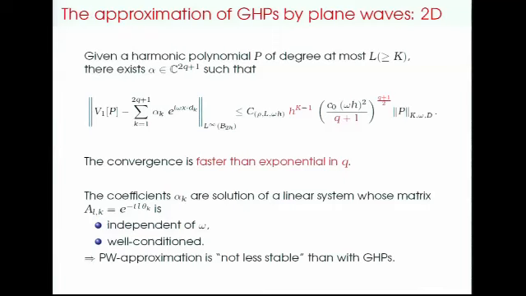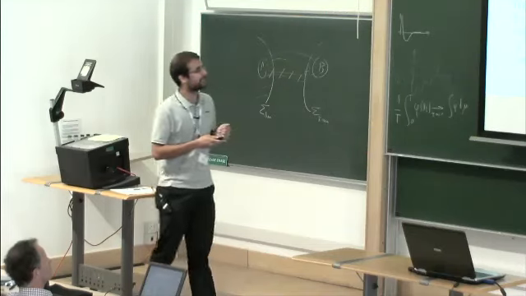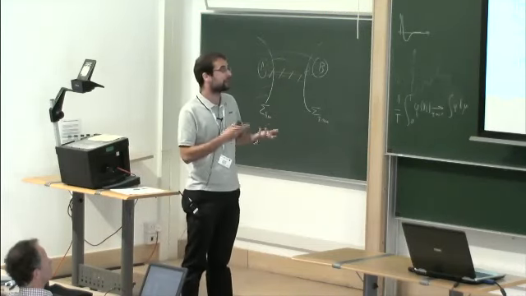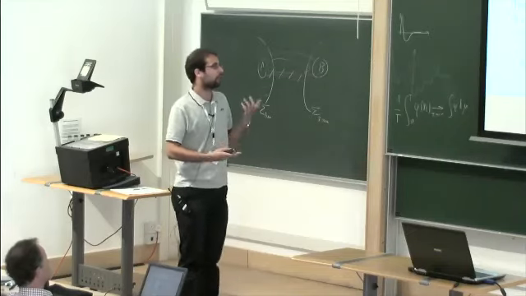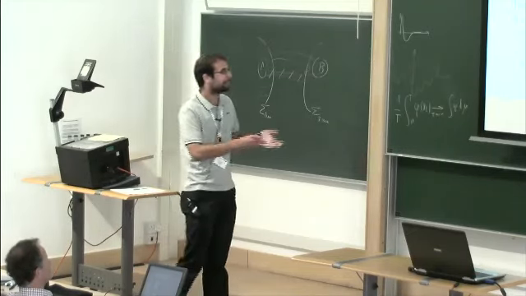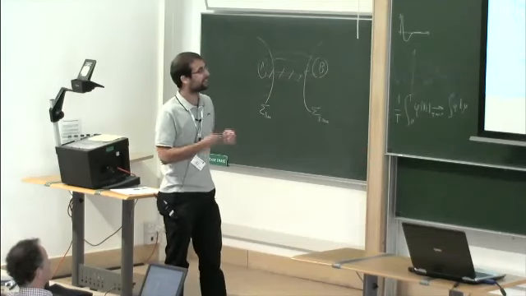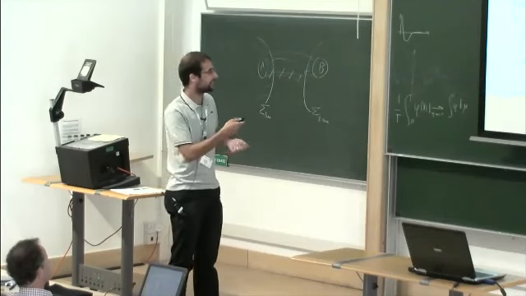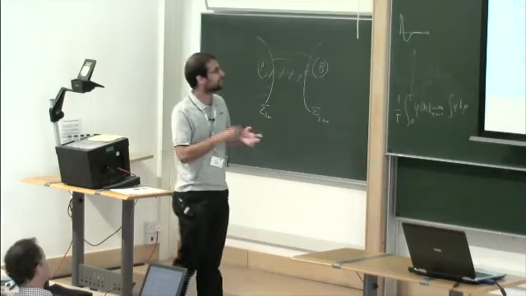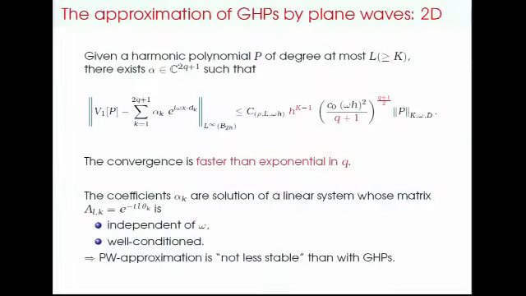This means if you are able to approximate your solution with generalized harmonic polynomials, you can approximate for free with plane waves. I don't know if this is useful, but at least it's quite interesting, because many times the plane wave bases are very ill-conditioned, so it's difficult to find an approximation. But the step from generalized harmonic polynomials to plane waves can be done very easily with this linear system that takes care only of the angular dependence.